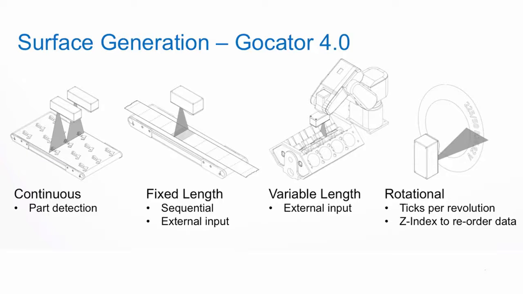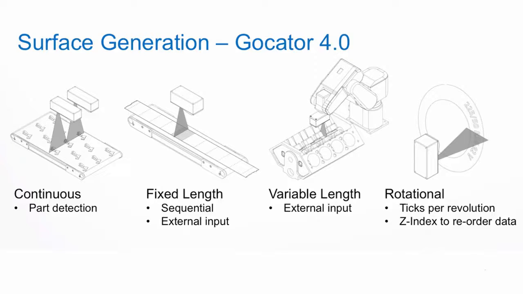But in addition to that, we have three new methods that don't depend on part detection logic to deliver a surface. We have fixed length sequential, which will deliver back to back to back images like it's showing in this drawing. You can also use external input to trigger the start of a fixed length scan. With variable length surface generation, it will deliver an image while the external input is held high. And with rotational surface generation, we use the z-index of an encoder to reorder data so that the scan always starts at the same position.